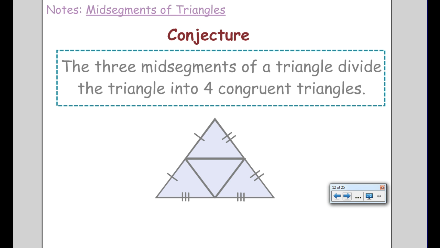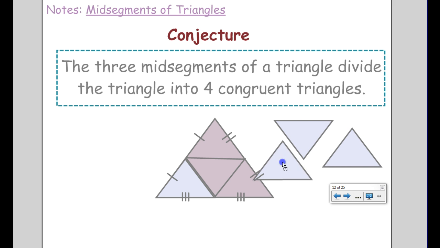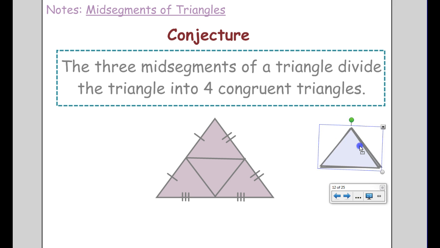All right, conjecture. If you draw all 3 midsegments of a triangle, you end up with 4 congruent triangles. True statement. Fill in the blank with this one word. All right, so moral of the story, if I take this triangle, it's congruent to this triangle, which is congruent to this triangle, which is congruent to this triangle. Let's rotate this one just to make sure. Okay, so all 4 are congruent.